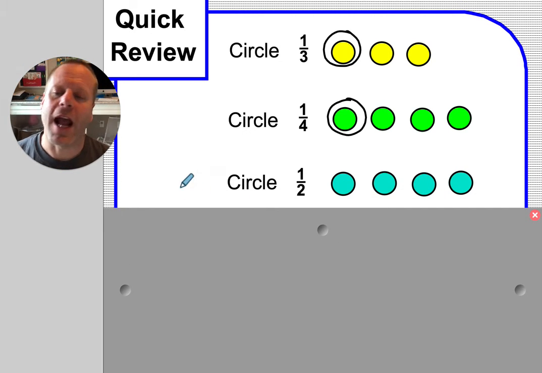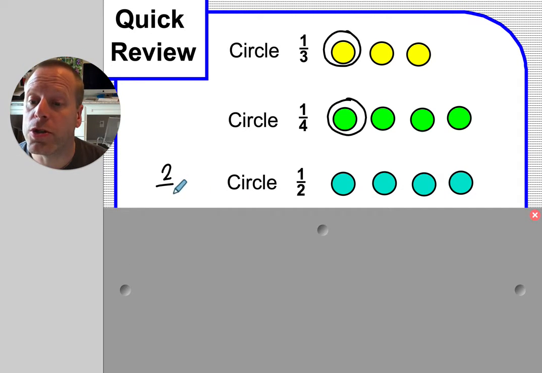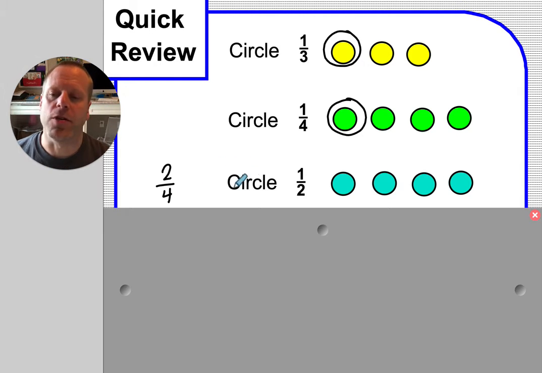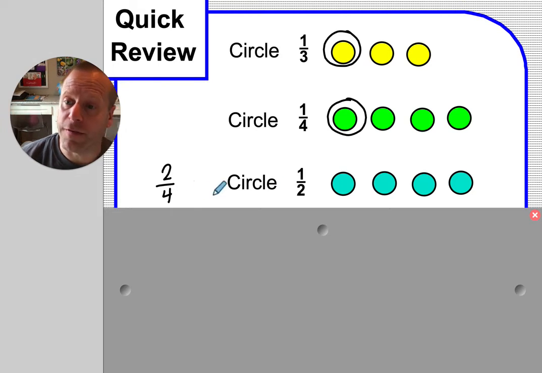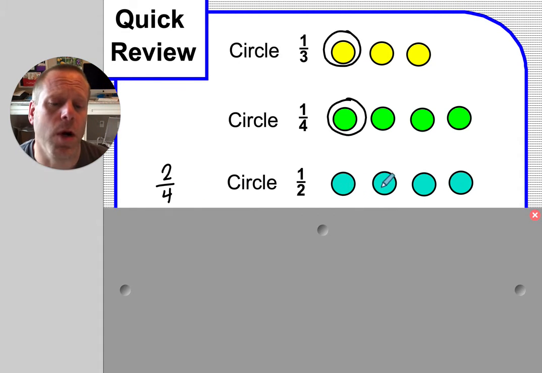I'm going to go ahead and have you circle 2 out of the 4. And then we're going to talk about how that could have another name. Okay? So the first instruction is circle 2 out of the 4. Yep, there's 4 here. I see them. 1, 2, 3, 4. So there's 4. I need to circle 2 of them. Here we go.